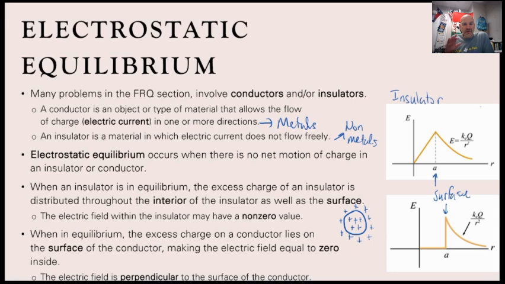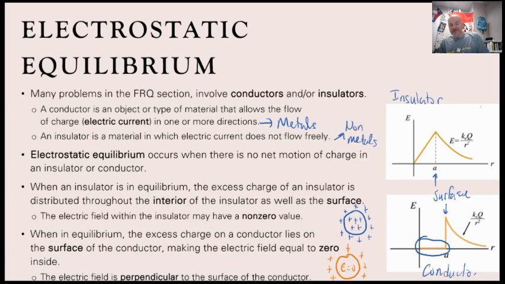Now, when in equilibrium, the excess charge on a conductor lies on the surface of the conductor, making the electric field inside equal to zero. Something to remember is that the electric field is perpendicular to the surface of a conductor. So if I have a conductor in equilibrium, I have no charge inside and all my charge lies on the outside surface. The graph on the bottom is a conductor, and that's how we graph that.